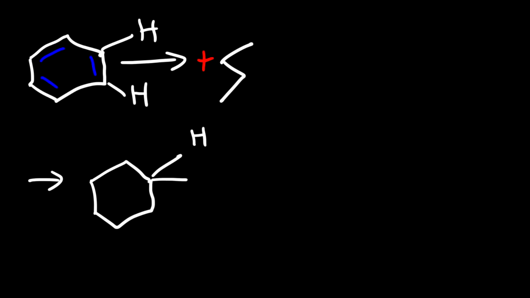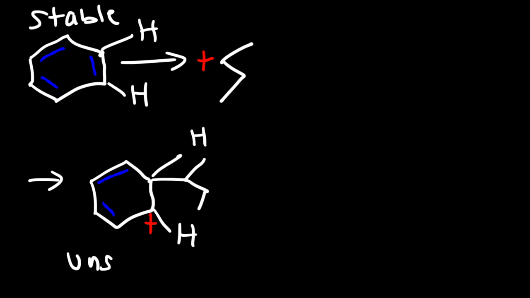So I'm going to add the alkyl group to this carbon, and the plus charge will be on this carbon now. Notice that we went from a stable aromatic ring to an unstable intermediate. Therefore, this hydrogen is very acidic. It wants to leave so that the benzene ring, or this intermediate, can reform the aromatic ring.